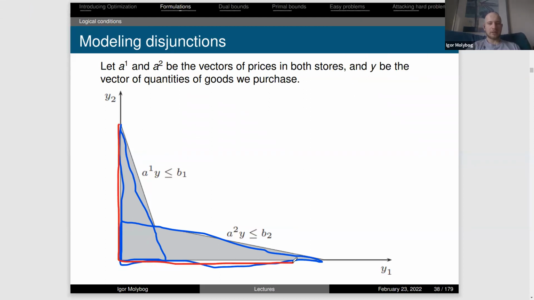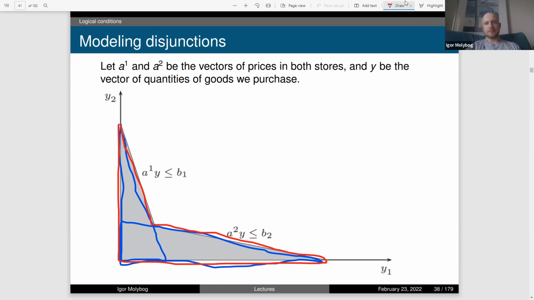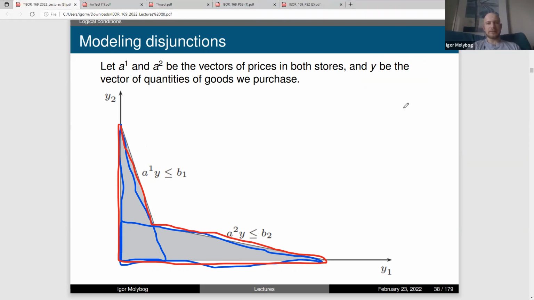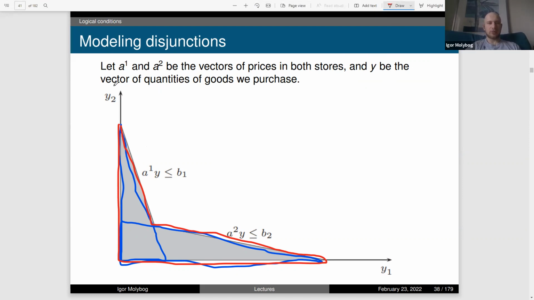This is not a convex figure even. So it's not even a convex set, and therefore it cannot be written as an integer programming problem. What we can do is reformulate this problem as a linear integer programming problem.